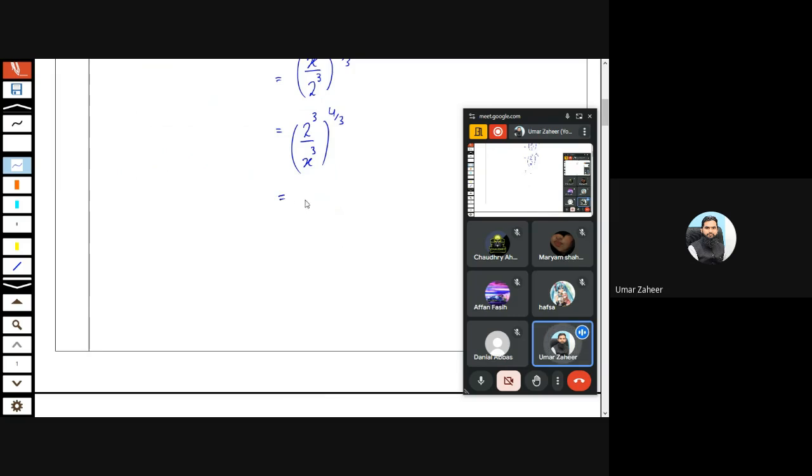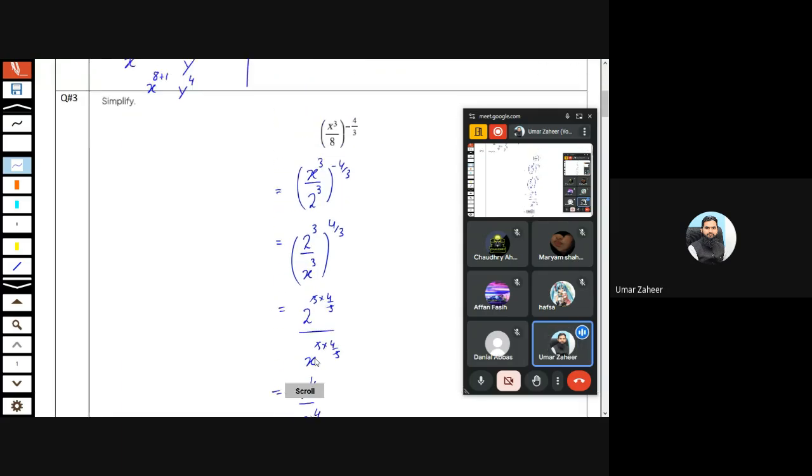All right, apply the power. The power on the power is multiplying. x cubed into 4 over 3. 3 is cancelled out, 3 is cancelled out. So you will get 2 raised to power 4 divided by x raised to power 4. 2 raised to power 4 is 2 times 2 is 4, 4 times 2 is 8, 8 times 2 is 16, divided by x raised to power 4. Yes. Clear? Yes, sir.